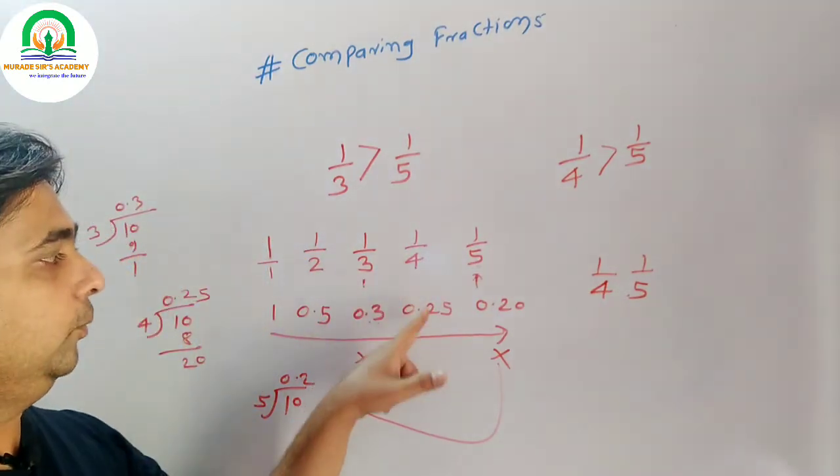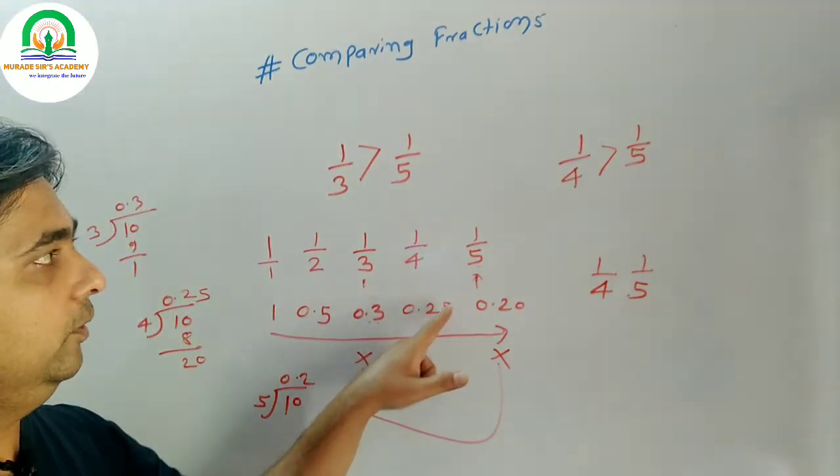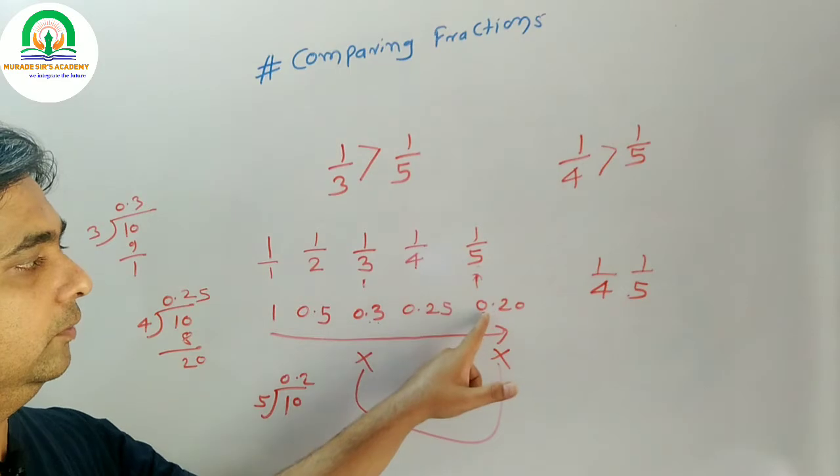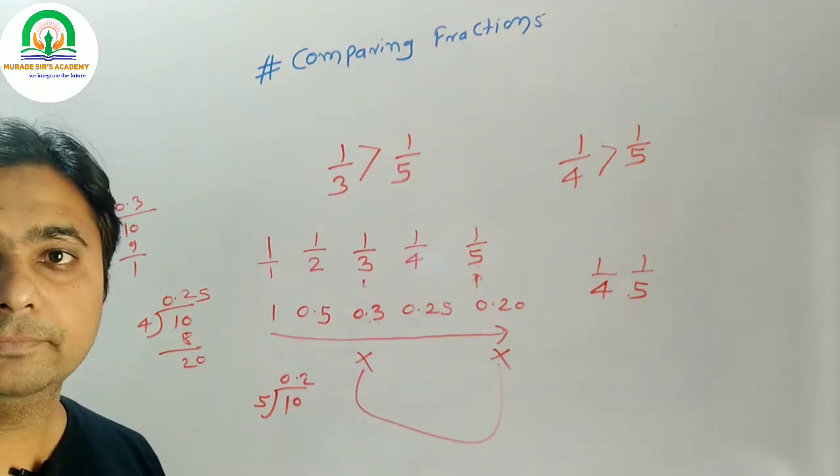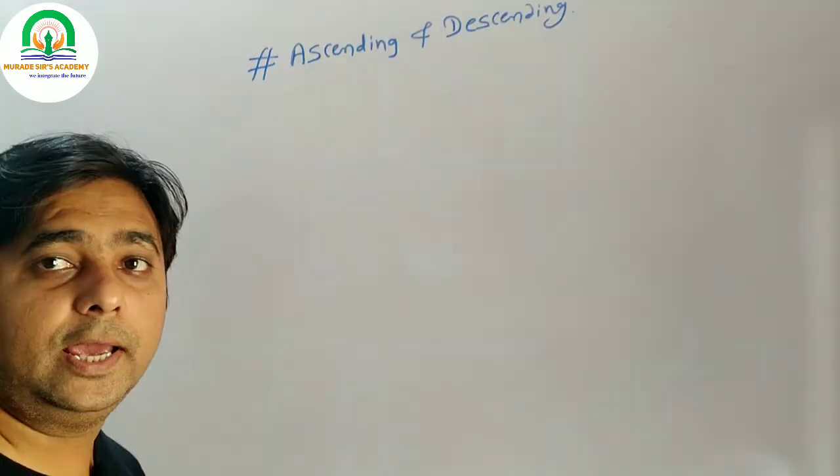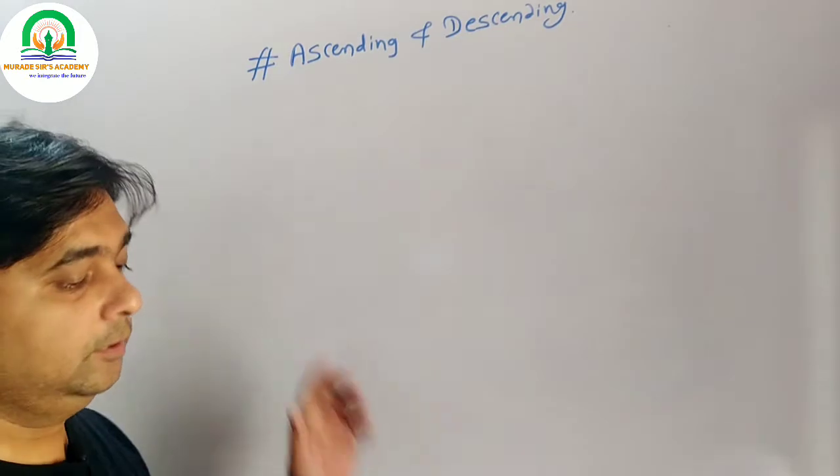Understood? It means 1 upon 4 has the value 0.25, and 1 upon 5 is 0.20. Understood? Okay. Ascending and descending of fractions.